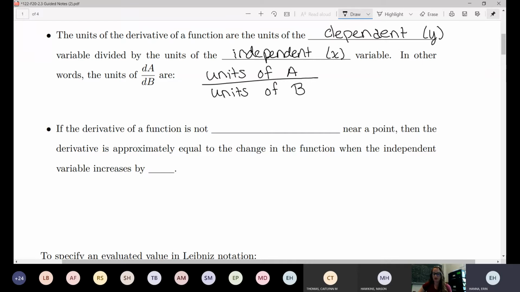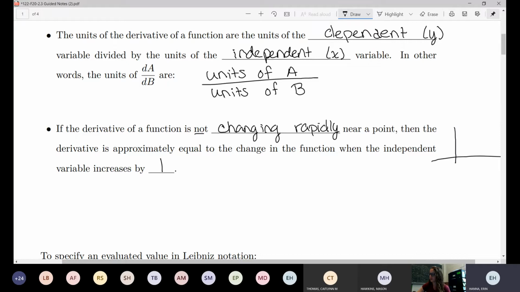So if the derivative of a function is not changing rapidly near a point, and I'll explain that changing rapidly thing in a bit, then the derivative is going to be approximately equal to the change in the function when the independent variable increases by 1.